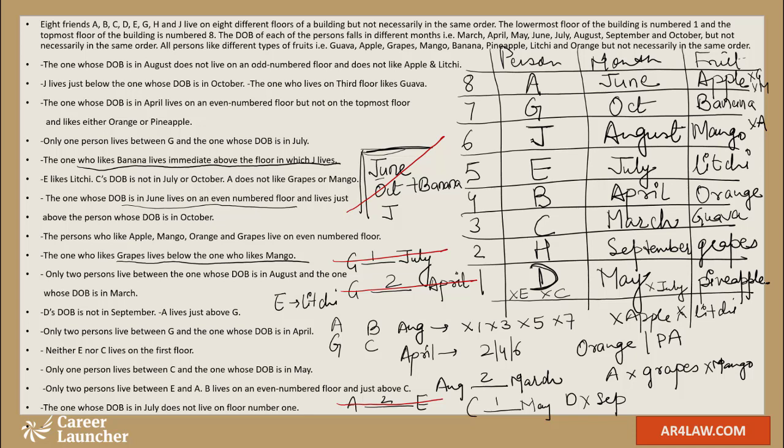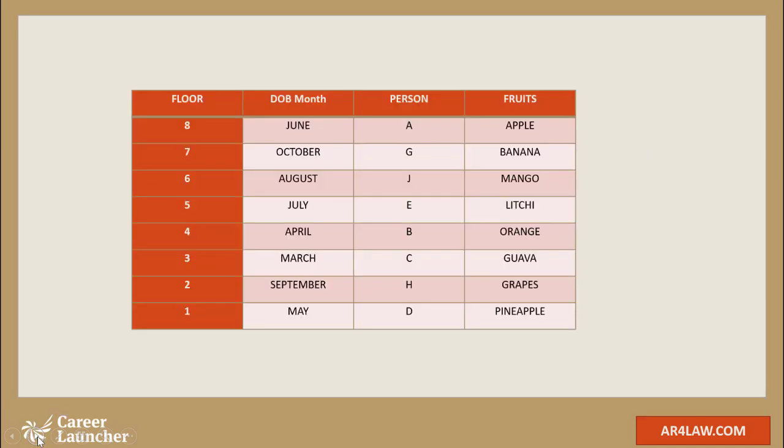So this puzzle had a lot of data, and if I look at this solution, everything matches up. I had only 2 ways to start it: I placed June on floor number 8 or floor number 6. I started off with placing June on floor number 8, and that worked. All of the data fell into place. You can try placing June on floor number 6 as well. I'm sure that will contradict some condition mentioned in the question. So this is the final solution.